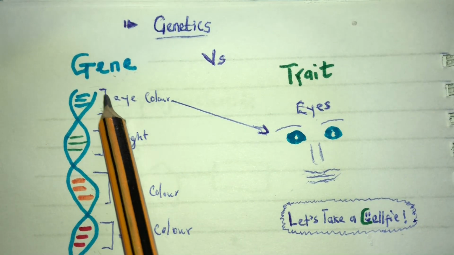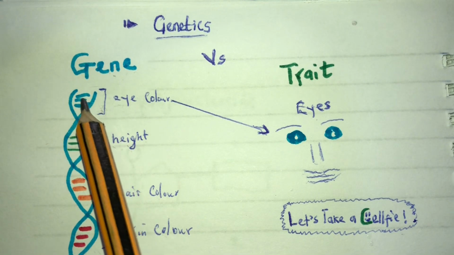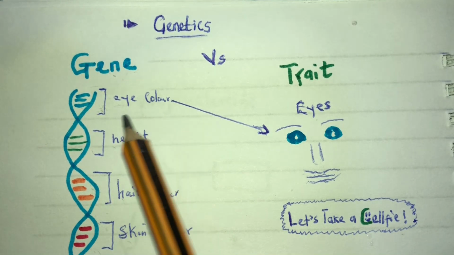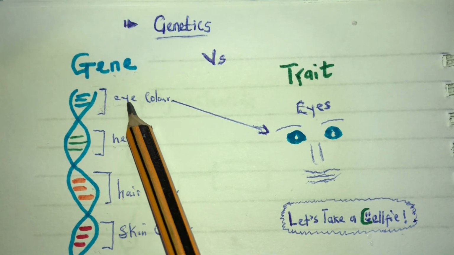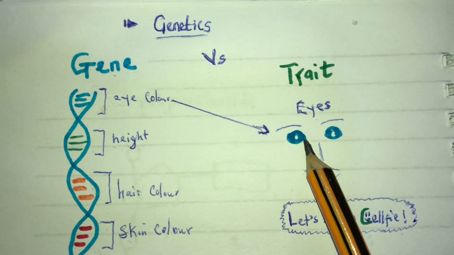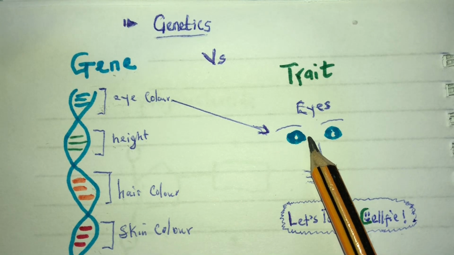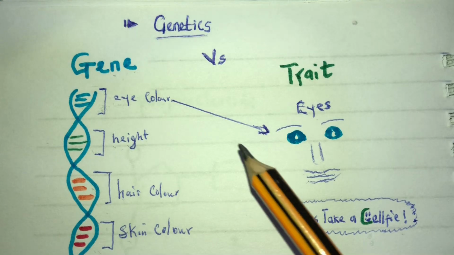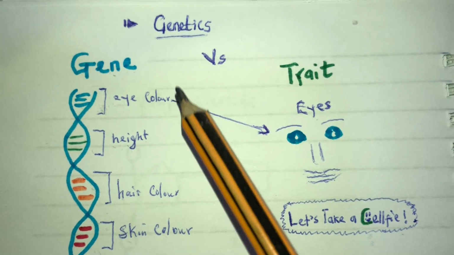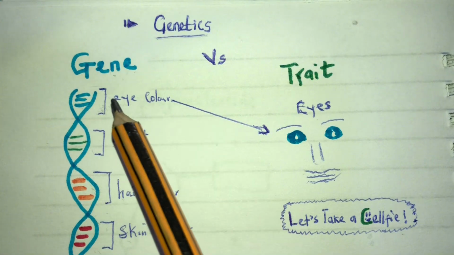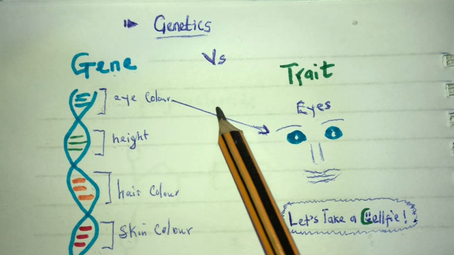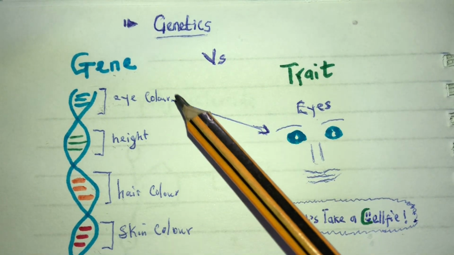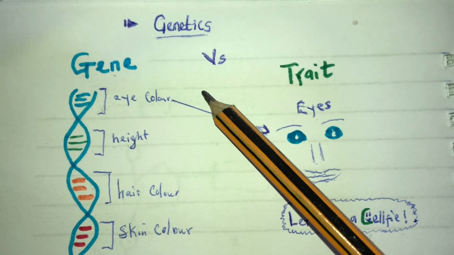For example, this is a gene along this DNA. This gene here is responsible for eye color. So it codes for a specific protein that is responsible for the pigments of the eye color. Here we have different eye colors: brown eyes, blue eyes, green eyes. So we have different proteins that code for different eye colors. But this particular gene here is responsible for eye color, and what particular pigment the color is going to have is determined by what protein is being produced.